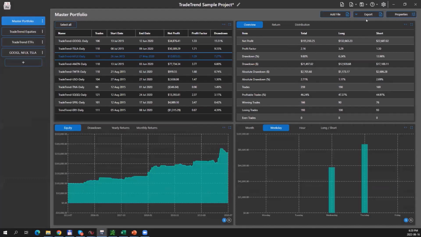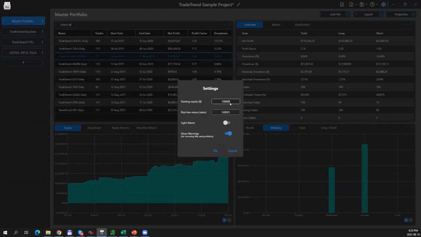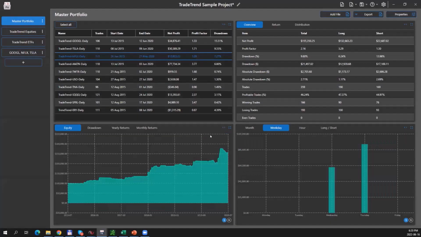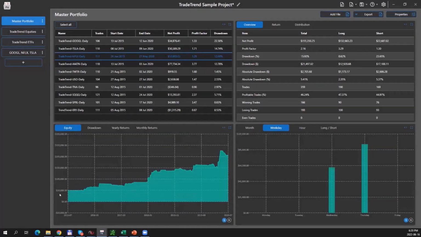Let's try it out. So I'm going to go up here and I will change my starting balance from 100,000 to 50,000. I click OK. Everything will update. And we can now see that our equity graph here starts from 50,000. So let's have a look at our drawdown, which has now increased to 15.93%, which I believe is still acceptable for most traders. So this is a really nice tool to figure out how much money should I have in my portfolio to trade all these strategies and still have an acceptable drawdown.